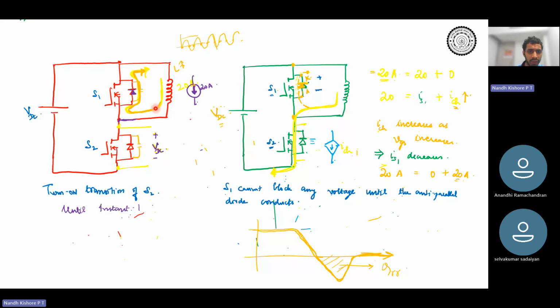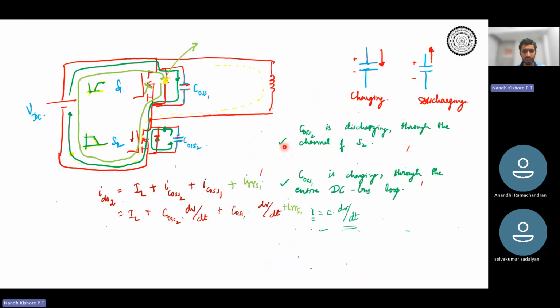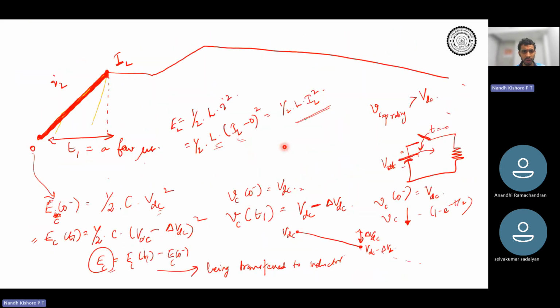Initially, the entire current is freewheeling through the antiparallel diode of S1, right? So until instant 1, during the turn on delay time, your inductor current freewheels through the antiparallel diode of S1. Then we turned on S2 by making sure that the gate source voltage increases beyond the threshold voltage. So as VGS increases, since this is like a voltage controlled current source, right?